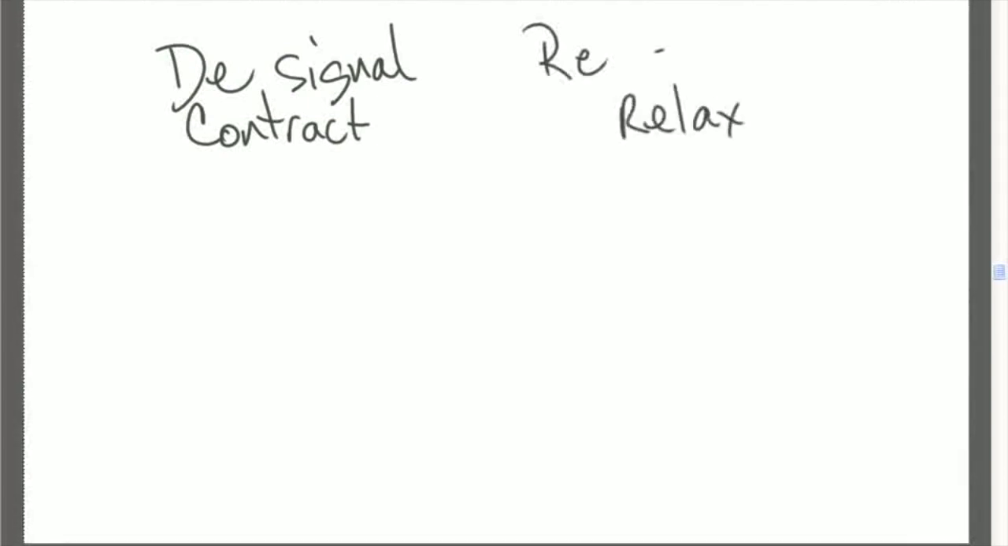So the first event, the depolarization, is the signal that tells muscle to contract, whether it's heart or skeletal. Depolarization is the signal that tells what to contract? The muscle. Therefore, by the same token, what is repolarization? Right. It's the signal that tells muscle to relax.